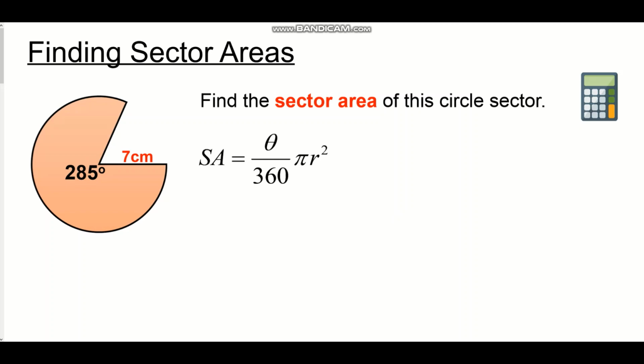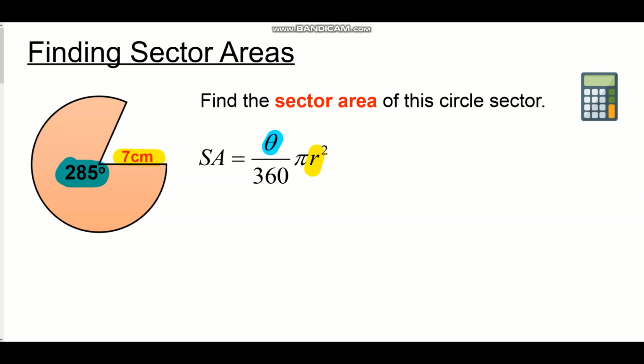So our first task here is to find the sector area of this circle. Our internal angle is 285 degrees. That's going to be standing in for our theta in just a second. And our radius here you can see is 7 centimeters. That's going to go in that part of the equation.